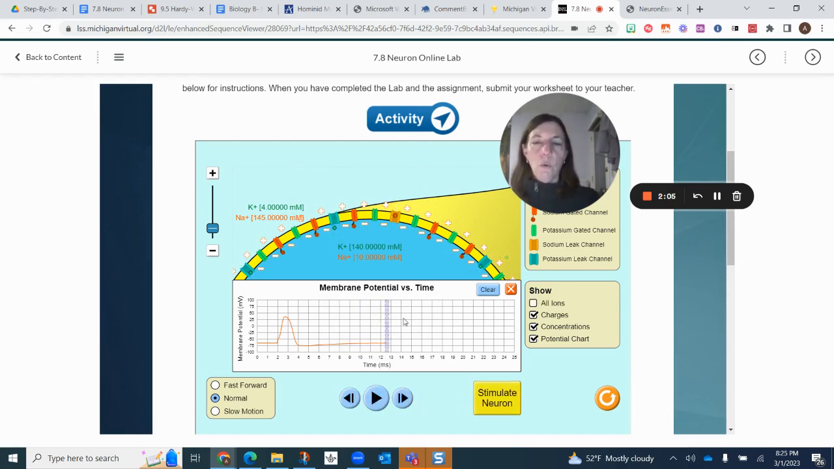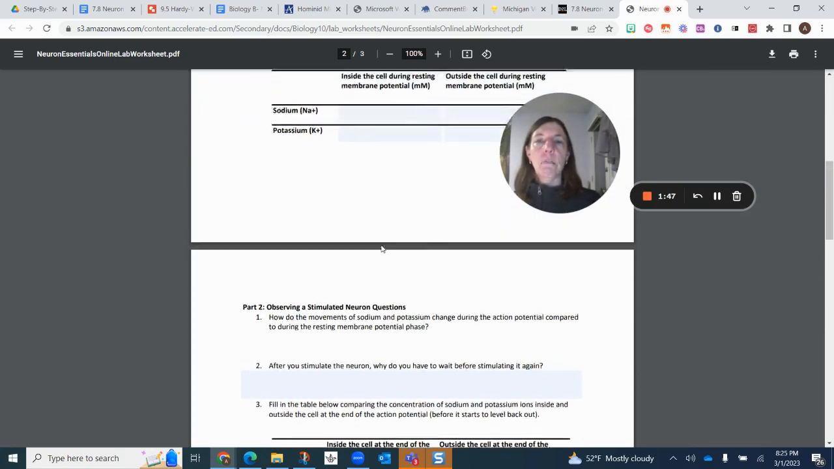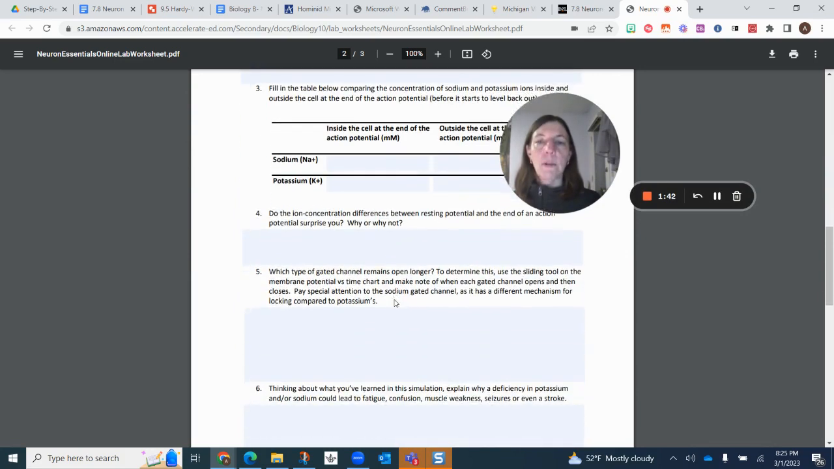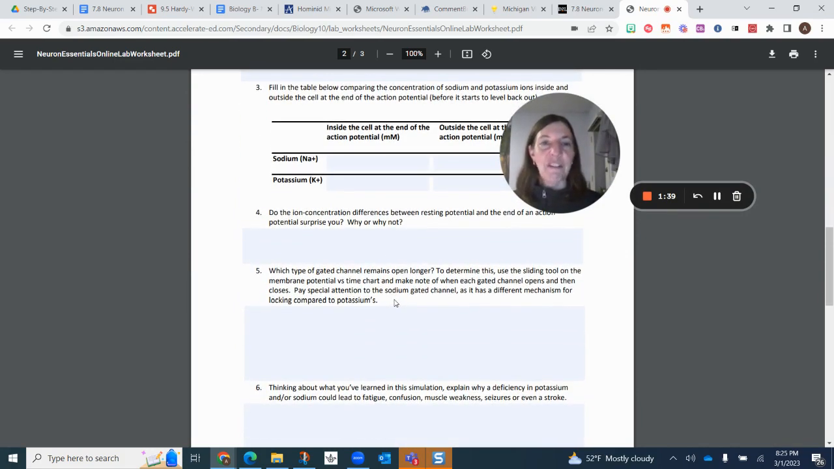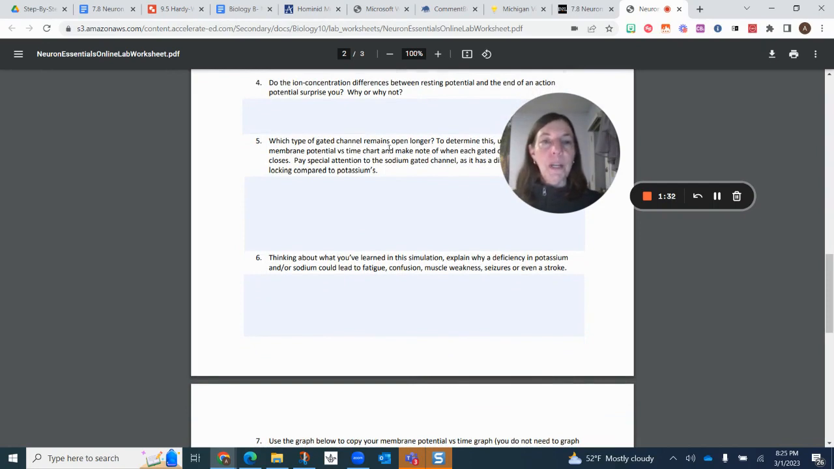Okay, so moving back to where we said, at the low end, at the very end of the action potential, these are the numbers that you're going to record for question 3. So record them there, and then you're going to compare the resting numbers with the numbers at the end of the action potential, and you're going to explain if you were surprised at the differences, and if you were, why, and if you weren't, why not. Then we're going to look at the differences between the gated channels and the leak channels.